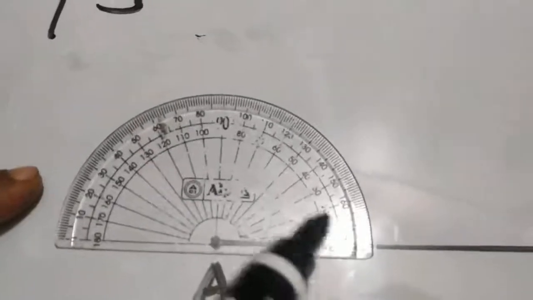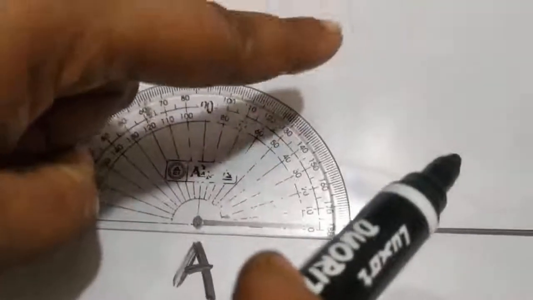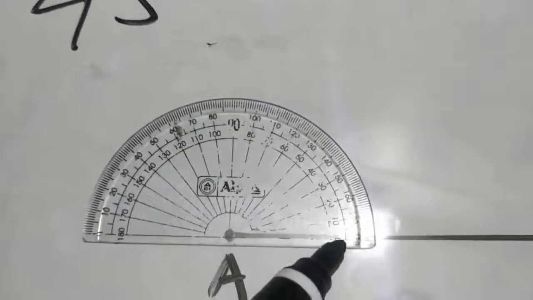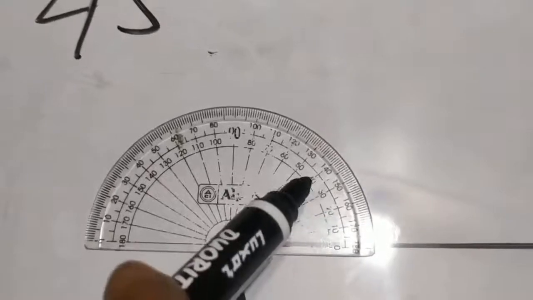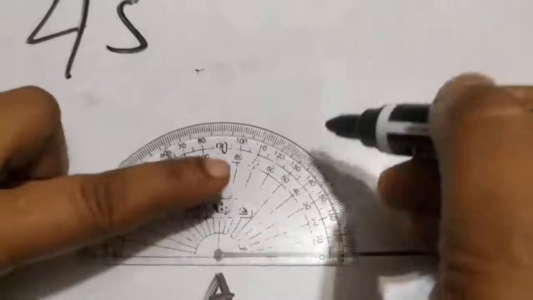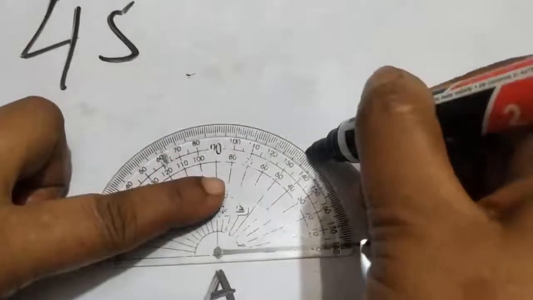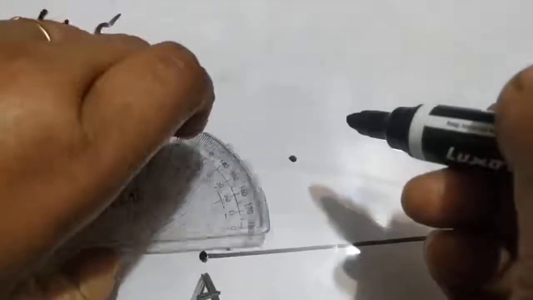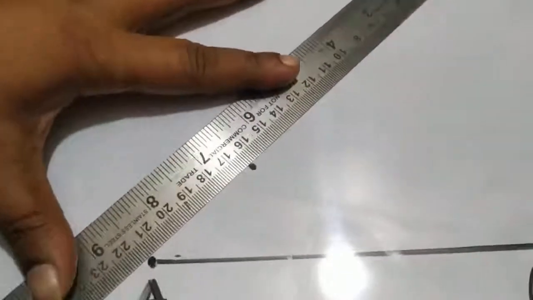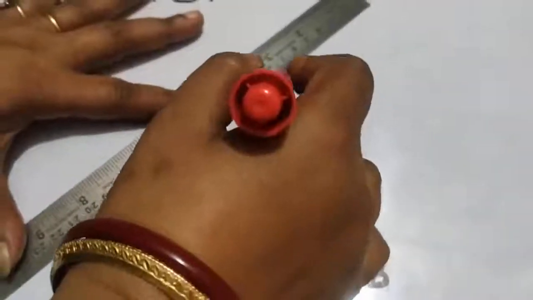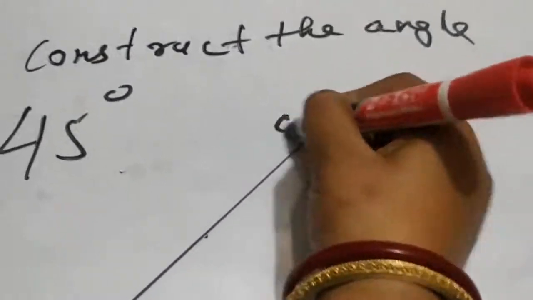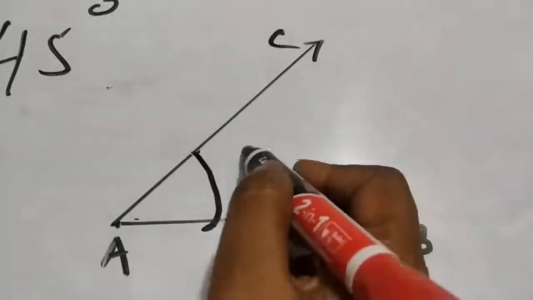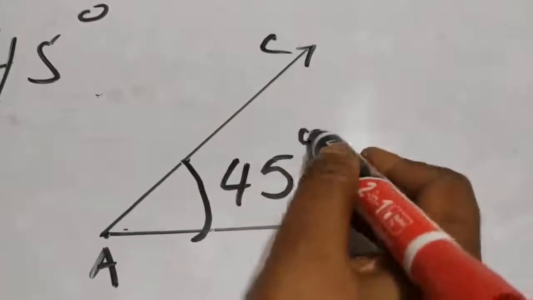I want to face the angle towards the right side, so I will take the measuring from right to left, from 0: 0, 10, 20, 30, 40, and this is 45. Now I will join this point with the vertex. All of you see. Then give the name of this arm, AC. So this angle is 45 degrees.